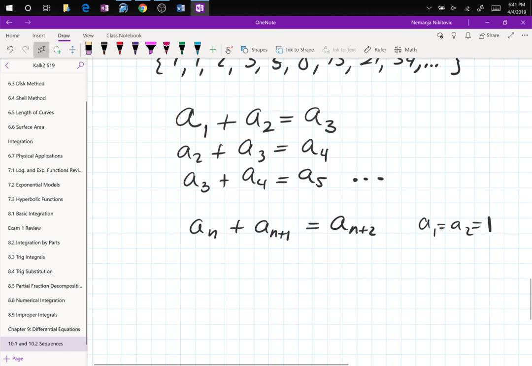Can I use this formula if I start the sequence with 3 and 7? Yeah, right? What's the next number? And what's the next number? And what's the next number? And what's the next number?